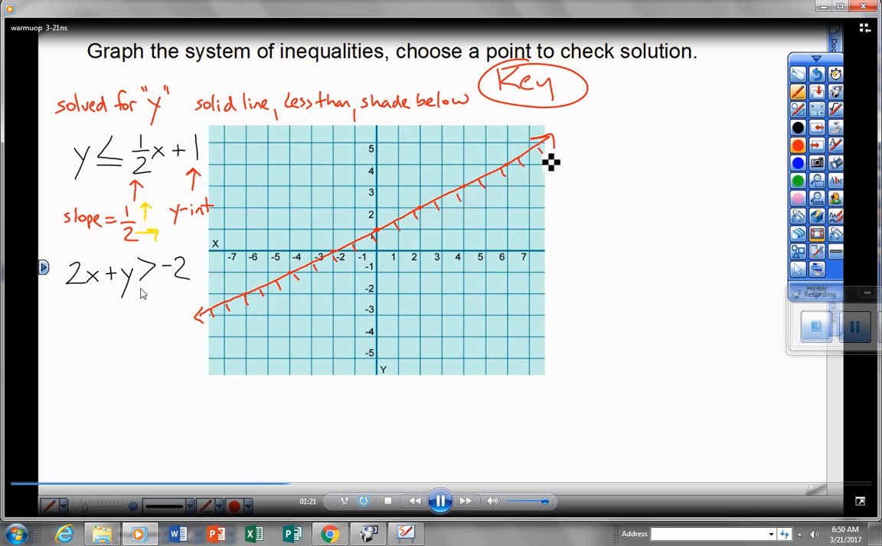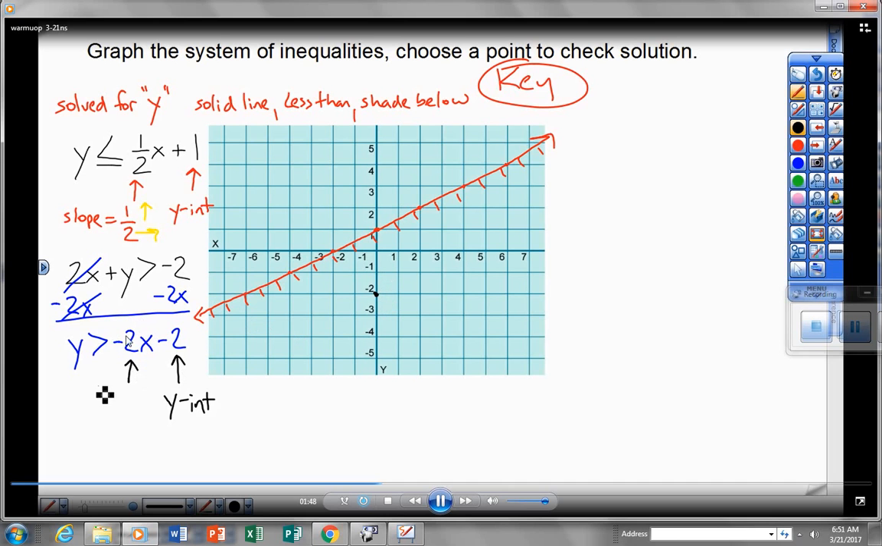The second inequality is not solved for y. So the first thing I need to do is get rid of this 2x. The opposite is subtracting 2x. Make sure I do that on both sides of the inequality to keep it balanced. Bring down the y, bring down the more than, negative 2x minus 2. Then negative 2 is my y-intercept for this second inequality. So I'm going to go to negative 2 on the y-axis.